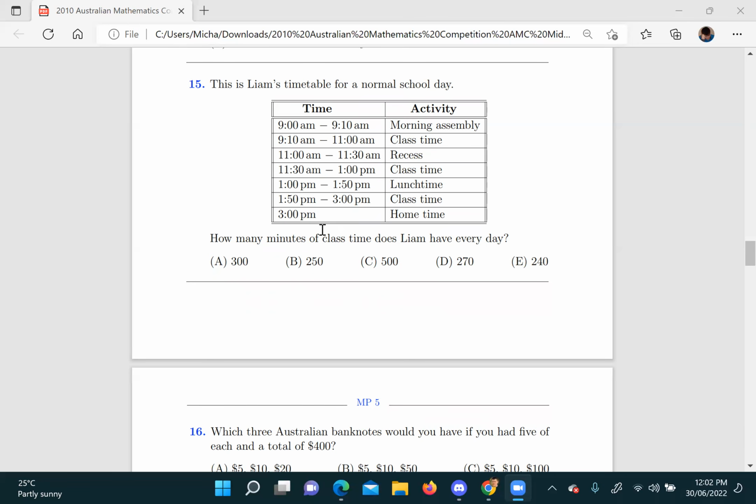this is Liam's timetable for a normal school day. How many minutes of class time does Liam have every day? C. Oh. D. B. Everyone just shouting an answer. How many minutes of class?